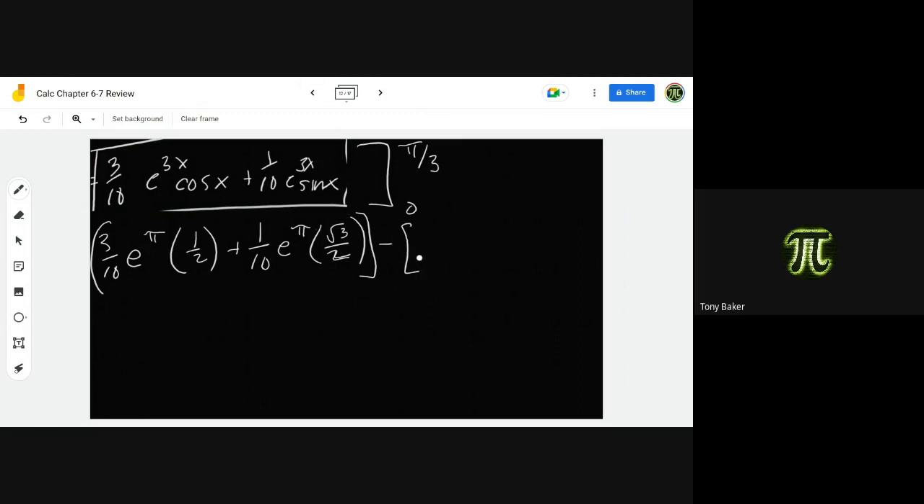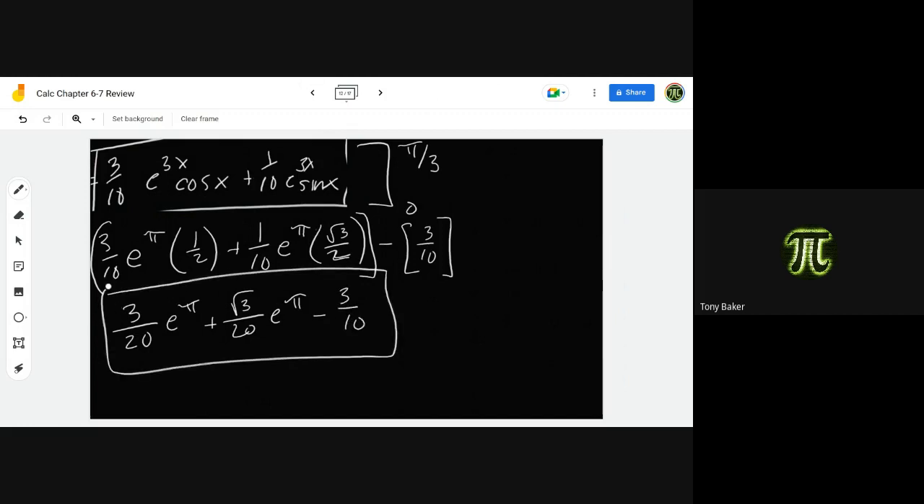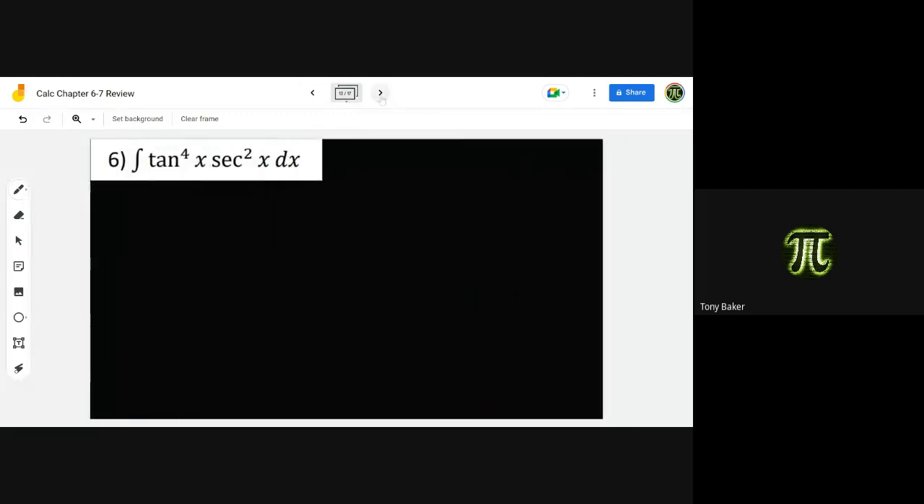And we actually cannot avoid the 0 because cosine of 0 is not 0. So 3/10 sine is, though, so we don't have to worry about that part. And then I have e to the 0, which is 1, and cosine is 1, so it's minus 3/10. So I've got 3/20 e to the pi plus square root of 3/20 e to the pi minus 3/10. And I'm not simplifying that anymore. You could pull out the e to the pi, and I'm not doing it. All right. Next one.